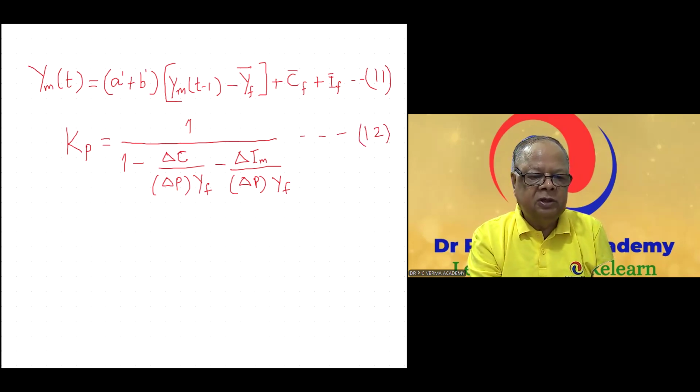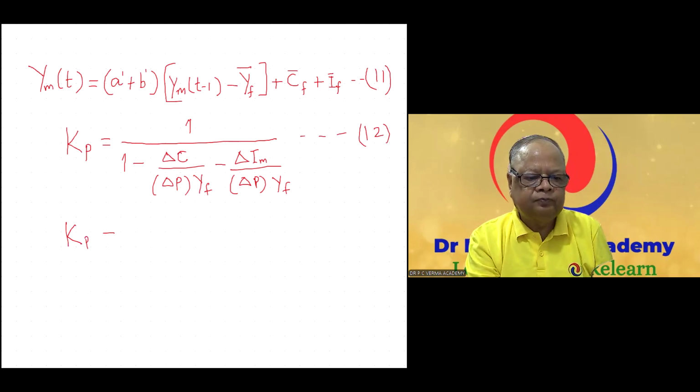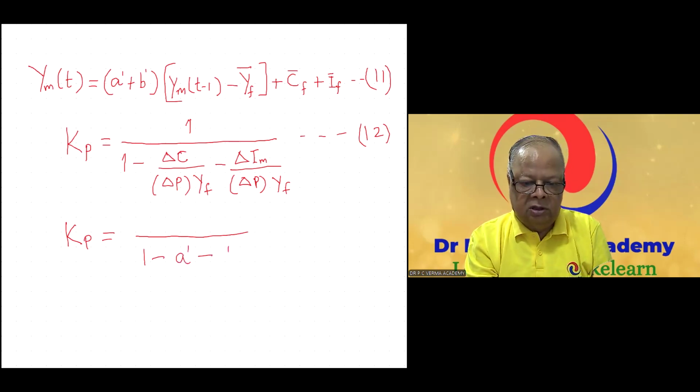Simplifying this, the dynamic price multiplier represented by KP is equal to 1 / (1 - A' - B'), which is equal to 1.